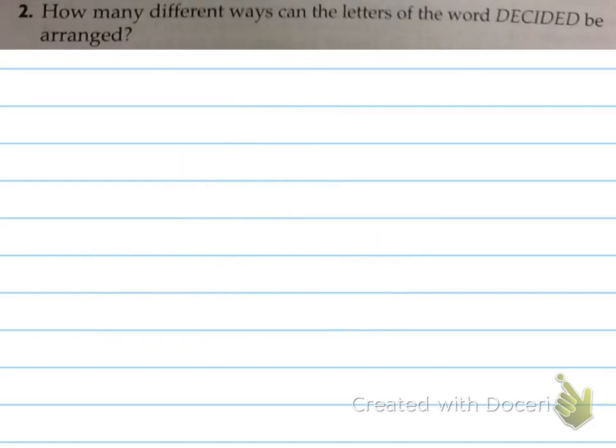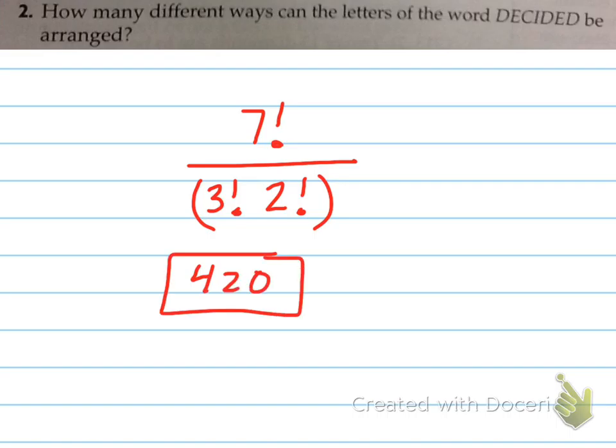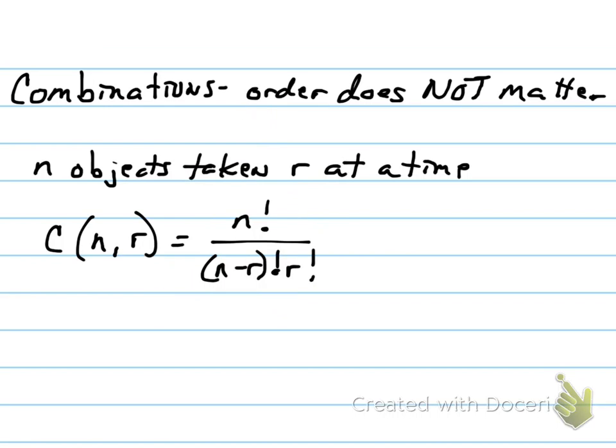You try this one all by yourself. Correct setup is 7 factorial over 3 and 2, giving you an answer of 420. Yippee skippy? All right.